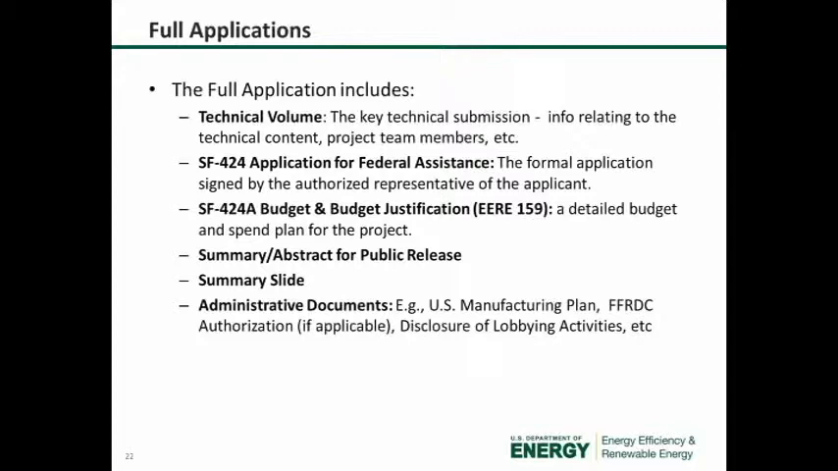SF-424A, the budget, and budget justification, EERE 159. These documents are the main budget documents that applicants provide that summarize the major expected costs associated with the project and spend plan. Summary or abstract for public release. Applicants must provide a one-page summary of their technology appropriate for public release. The summary slide. This is a document generated in PowerPoint that provides quick facts about the technology. The slide content requirements are provided in the FOA under Section Roman numeral 4D6.